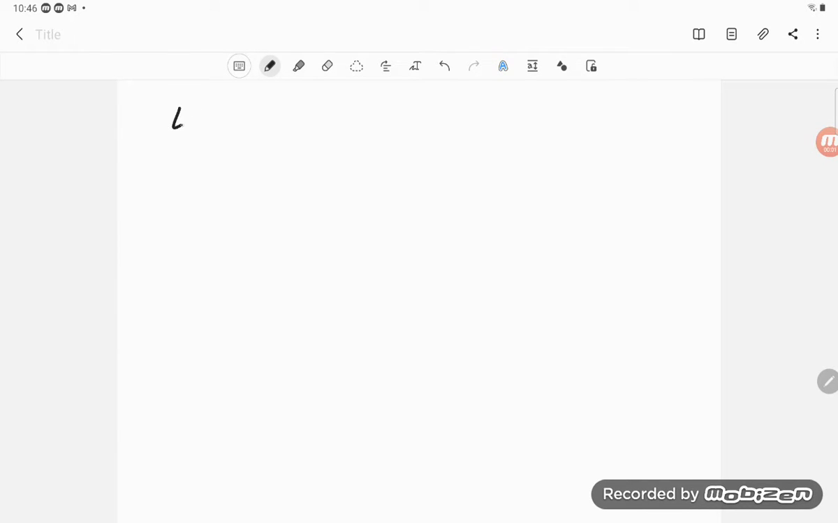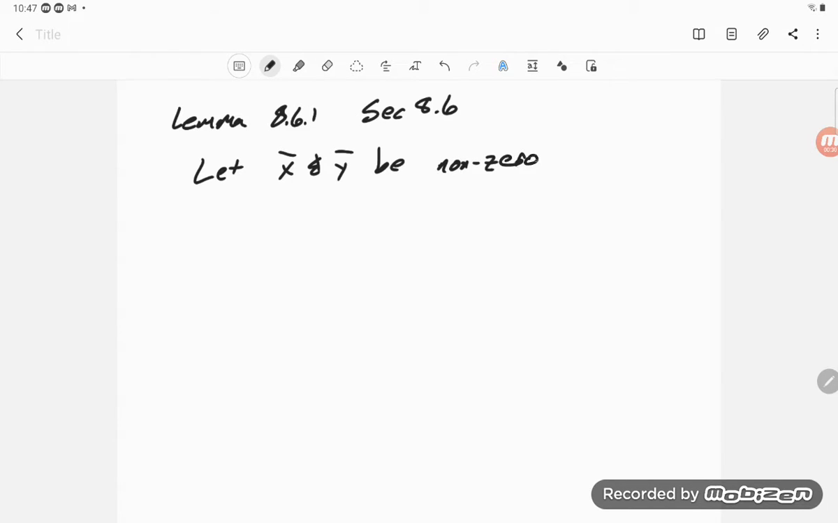Okay, here is Lemma 8.6.1. I guess I should have said this is section 8.6. So we're going to let x and y be non-zero and non-parallel.